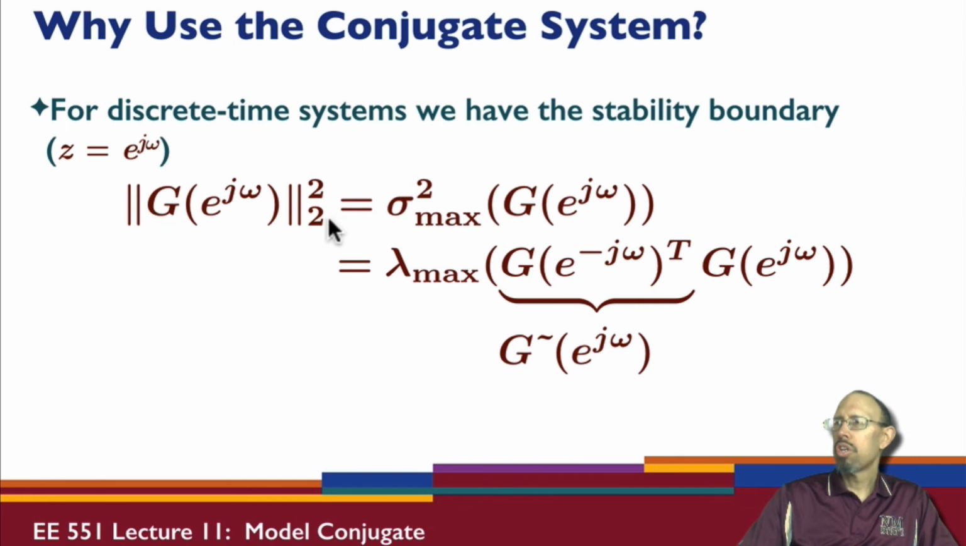Okay, and so the 2 norm squared of the transfer function is given by the largest singular value of this matrix, and this largest singular value is equal to the largest eigenvalue of this product, where this is the complex conjugate transpose of this. And this quantity is what we call G tilde at e to the j omega. Okay, so using the same j omega, we get G and G tilde, and so we've seen how to do that.